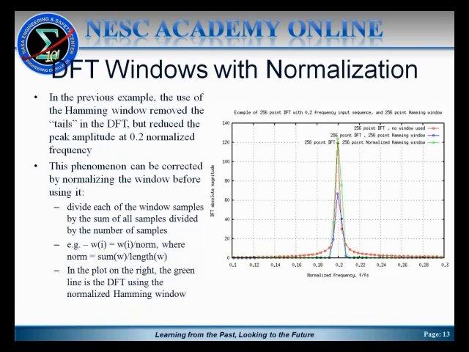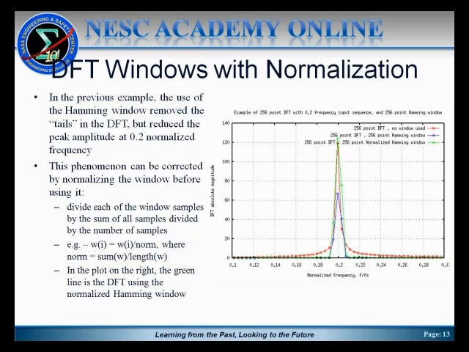You also notice, if you look carefully at the previous slide, the Hamming window removed the tails in the DFT, but it did reduce the peak amplitude a little bit. And that can be a little disconcerting if you're attempting to use the magnitude of the DFT to estimate the actual mean square value of the time sequence that you're evaluating. So you can correct this scaling, if you want to call it that, that was introduced by the windowing by normalizing the window before you use it. And that's not absolutely necessary if your intent is just to find where the signal has frequency content.